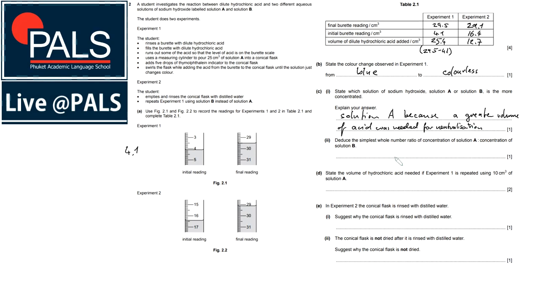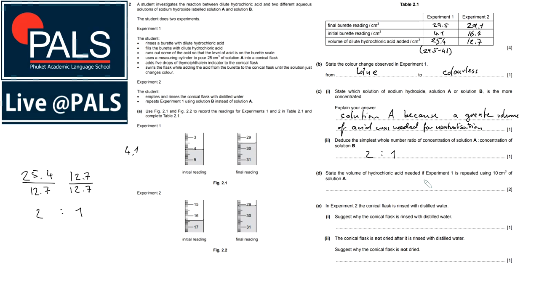Deduce the simplest whole number ratio of concentration of solution A to concentration of solution B. This is relatively easily done. We know how much acid we have added, so we can just take these two numbers and divide them by the smallest number. So we have, these are the two volumes of acid that were added. 12.7 is the smaller number, so that divided by 12.7, and this divided by 12.7, and that is exactly 2, and this is 1, so the ratio is 2:1.